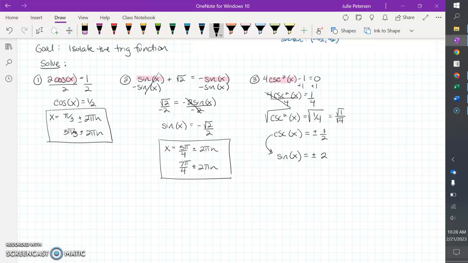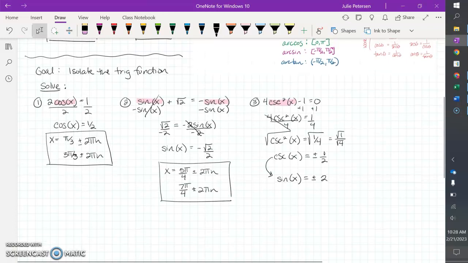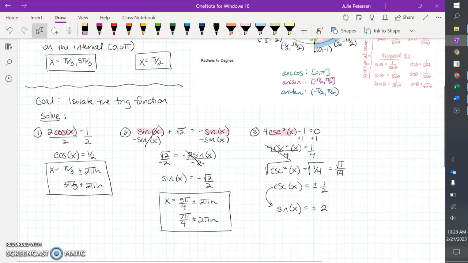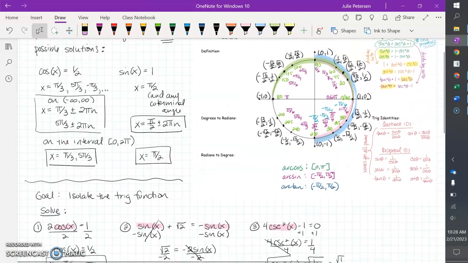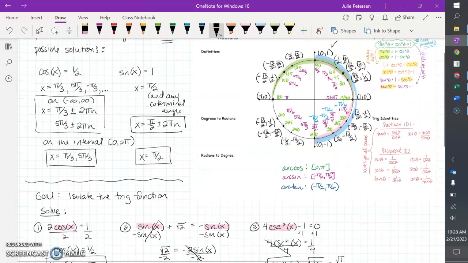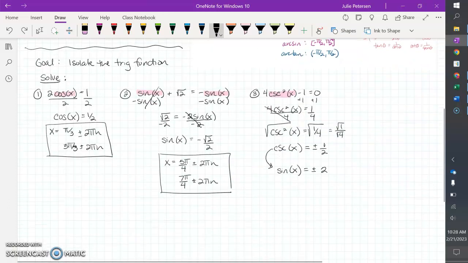All right, so what we're supposed to do now is go look on our unit circle and say, okay, where are the y values positive or negative 2? Now, if you remember from some prior lessons, we talked about this. The biggest and smallest y values anywhere on this unit circle are positive 1 and negative 1. And so this is not a possible sine value on the unit circle. So this is not on the unit circle.